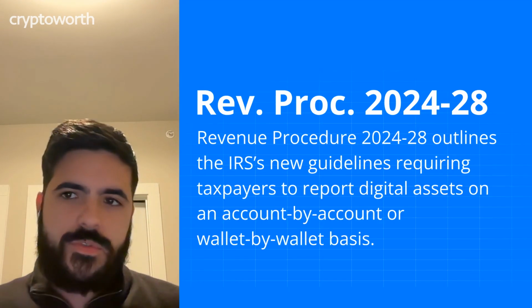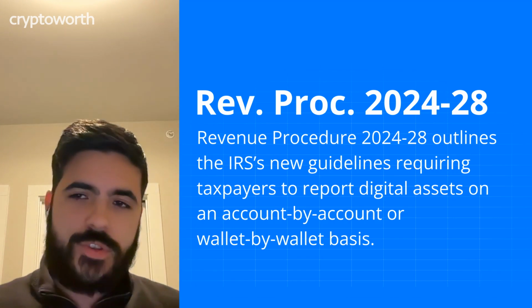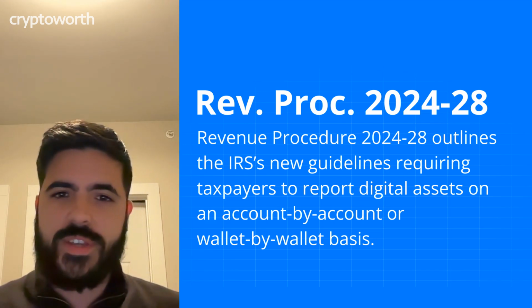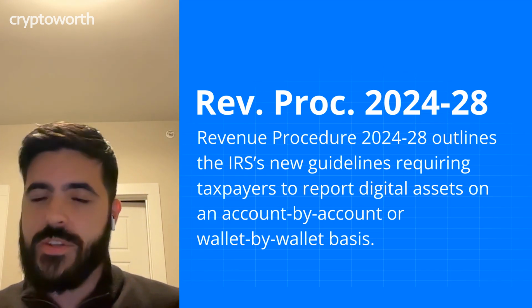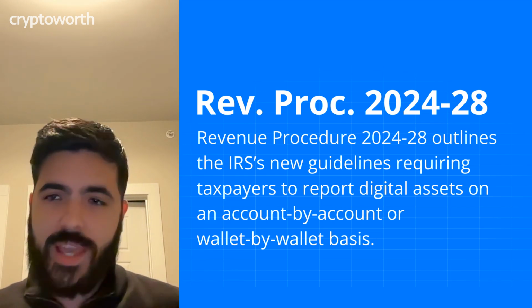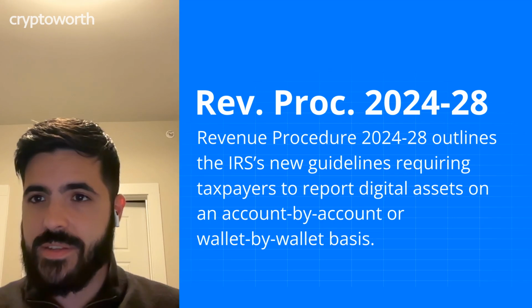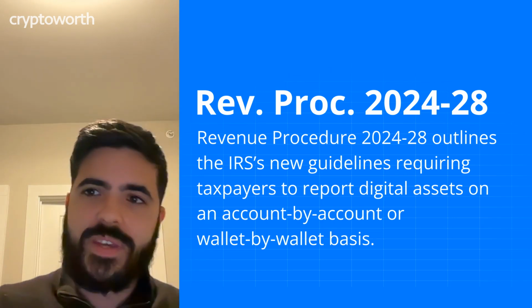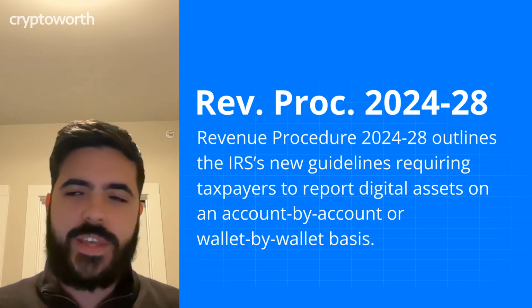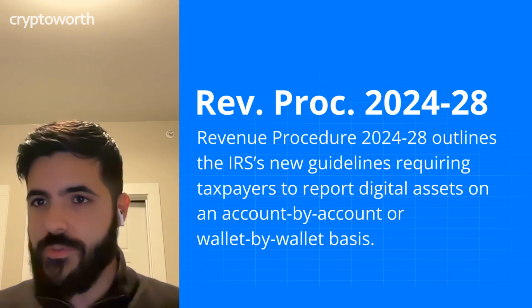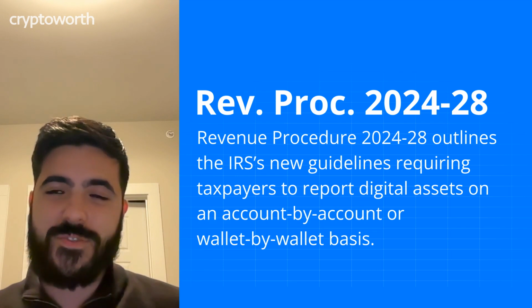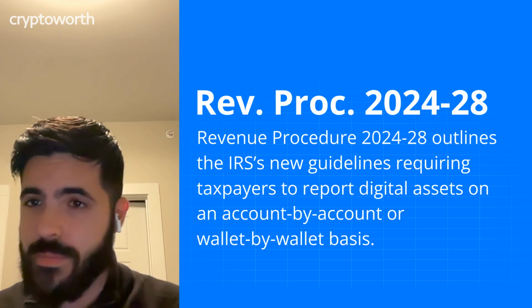These new Rev.Proc rules are requiring all United States-based companies that report cryptocurrency in their books or balance sheet to switch to an account-based or connection-based cost basis methodology in their reporting. So what this means is that any company that's been reporting in universal methodology for cost basis will now need to switch to account or connection based.